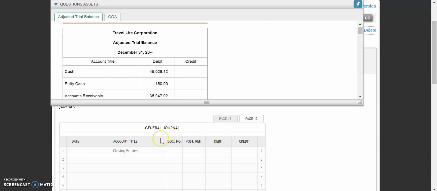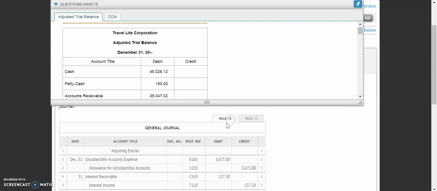Remember that with closing entries, they're the same as our adjusting entries. So there are no document numbers. Instead, our heading closing entries serves as our document number, just as it did with our adjusting entries here. Notice that we have no document number listed here.